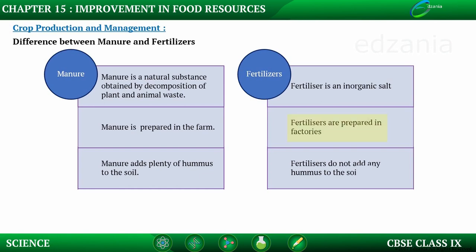But fertilizers are prepared in factories. Manures add plenty of humus to the soil, but fertilizers do not add any humus to the soil. So these are a few differences between manures and fertilizers, which make clear why farmers should use manures for better crop production.